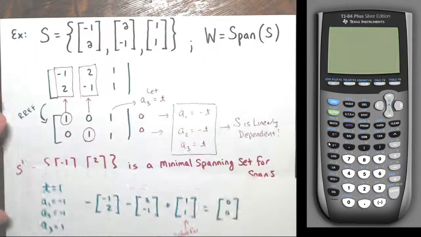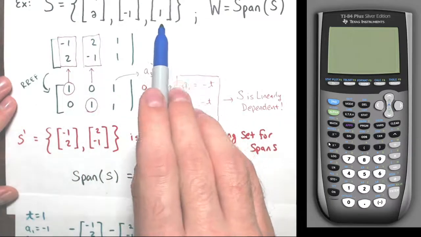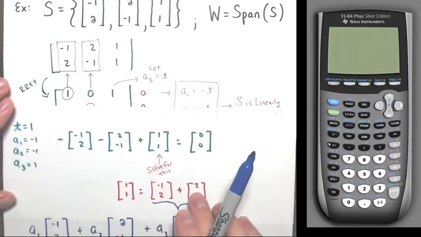So the statement I made earlier about the span of S being equal to the span of S prime is correct. The span of these three vectors is equal to the span of these two vectors. All right, wonderful.